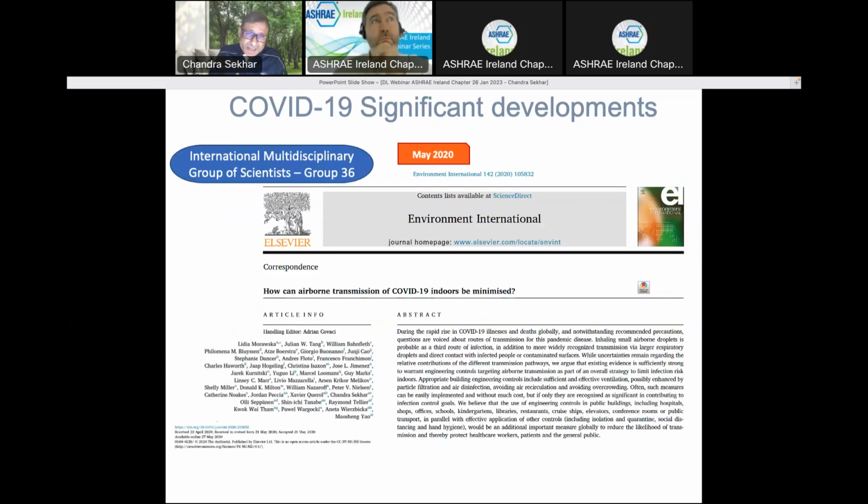At about the same time, in the early 2020 timeframe, there was this international multidisciplinary group of scientists. It came to be known as the Group 36. I was part of it. Some of my other colleagues from the international scientific community, you might recognize some of the names on this list here. We made the case that, look, airborne transmission of COVID-19 is a very likely scenario, and we should strive to minimize that.